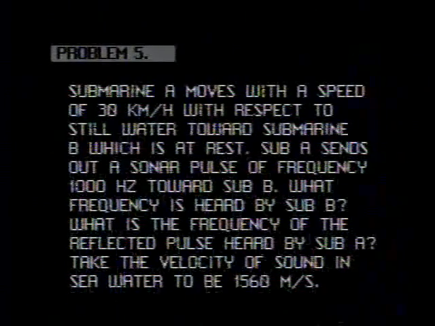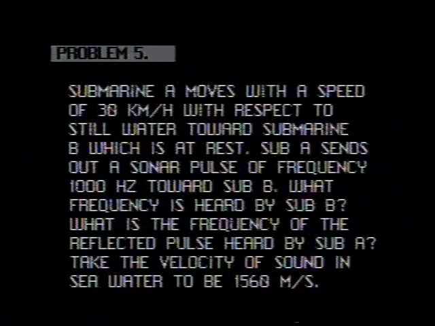Problem number 5 reads, Submarine A moves with a speed of 30 kilometers per hour with respect to still water towards submarine B, which is at rest. Sub A sends out a sonar pulse of frequency 1000 Hz towards sub B. What frequency is heard by sub B?